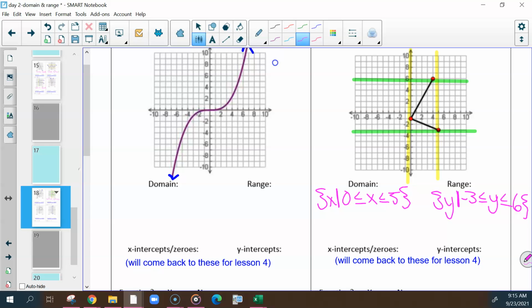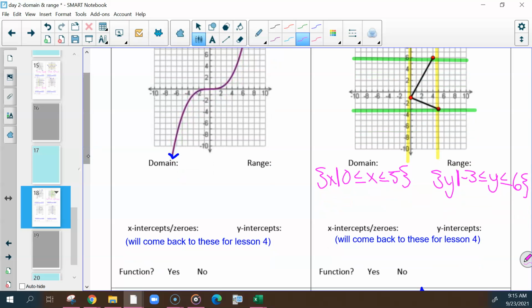Is this one a function? No. Except at this point, all of these would touch more than one place. No. Awesome.